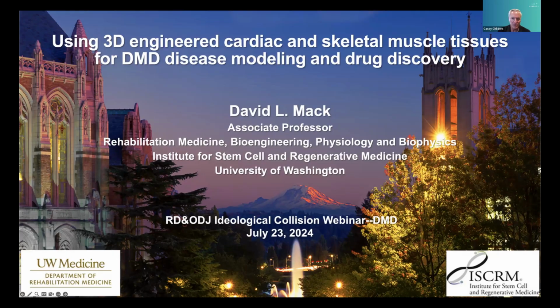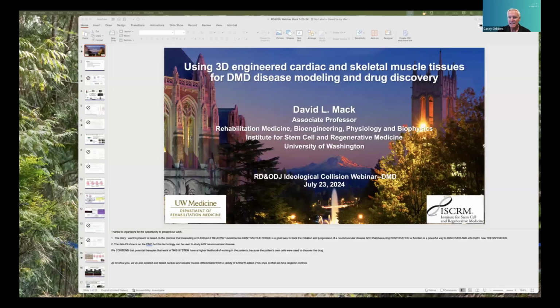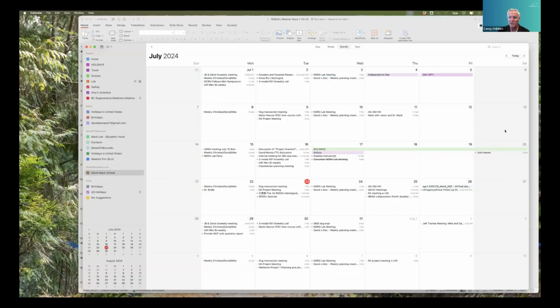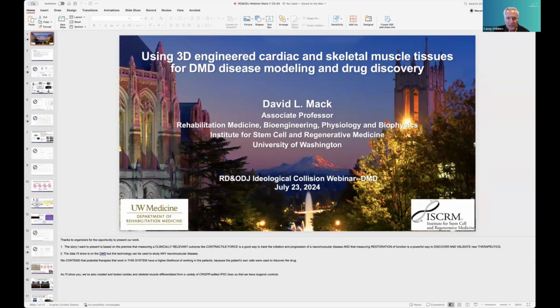So let me introduce David. David Mack is a colleague, a close friend, and associate professor at the University of Washington. David's trained as a geneticist, and he's really been in the field for quite some time now. He's really focused on modeling human induced pluripotent stem cells for neuromuscular disease. So David, I'll let you take it away, and you've got 20 minutes beginning now.